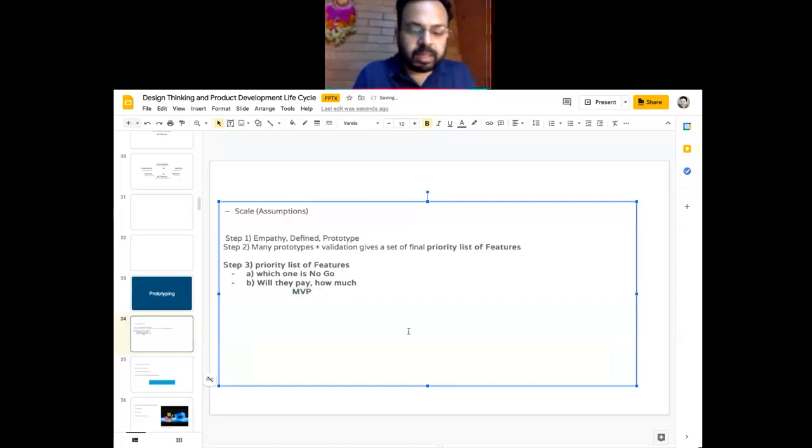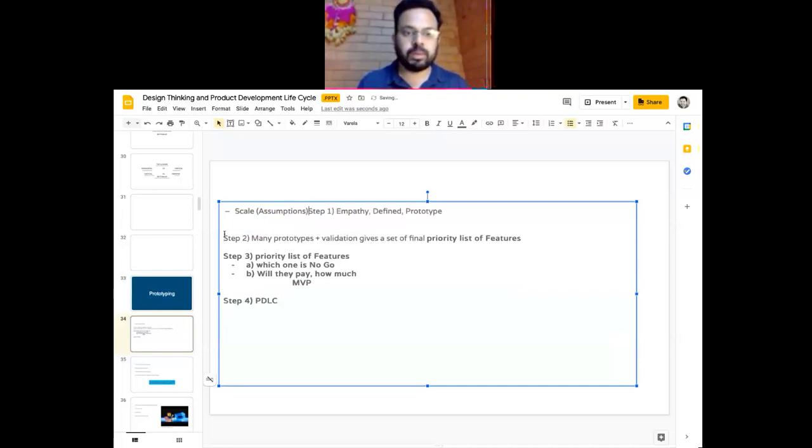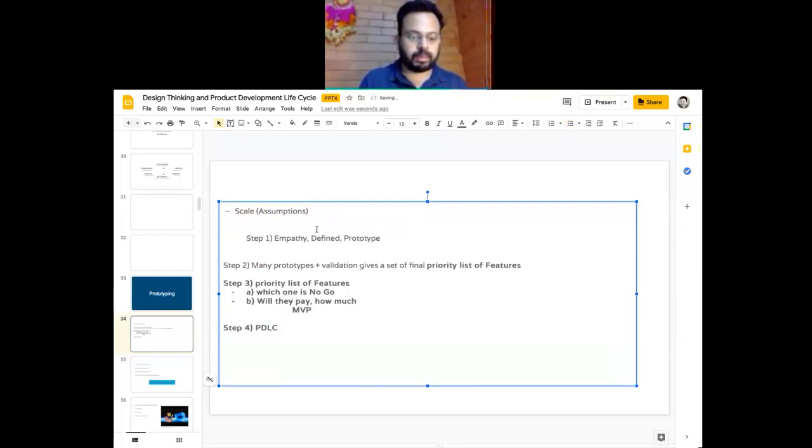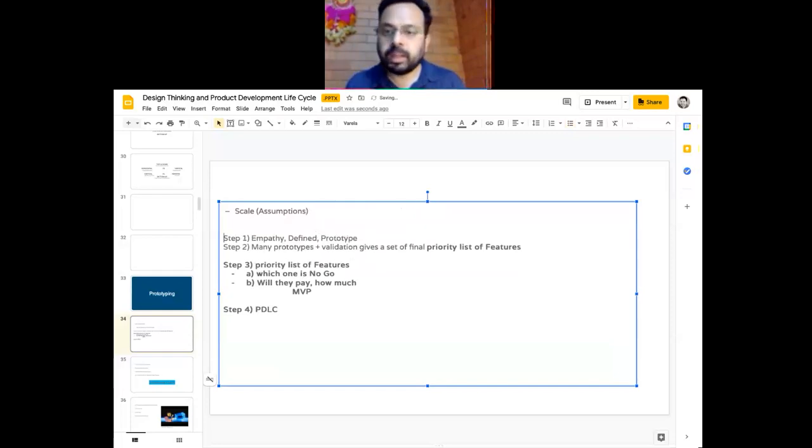Once you have that, then you start the product development lifecycle, the PDLC. Until then, you actually don't start. Now, on the question of scale and what assumption we should make, I will answer that question in a bit. I just wanted to bring you the flow of things. I'm going to answer this question through the session itself, by walking you through this. Here we have, with reference to scalability, then there's another question.